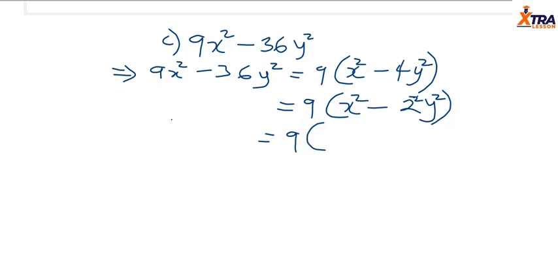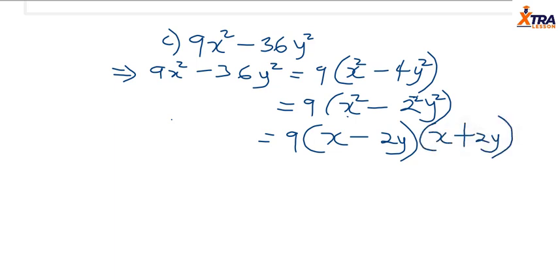This is perfect squares or difference of 2 squares. So you have 9 into bracket x minus 2y and x plus 2y. How did we get this? As a result of the difference of 2 squares. You have a difference, which is the subtraction sign. So you have one of the 2y here, one of the 2y here, and you have x squared, one of the x here, one of the x here. That is your final answer.